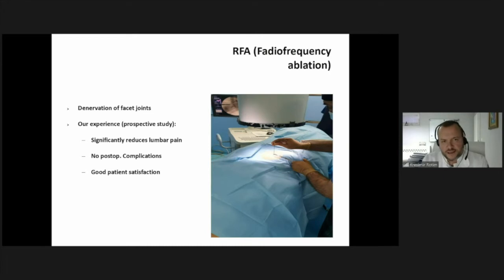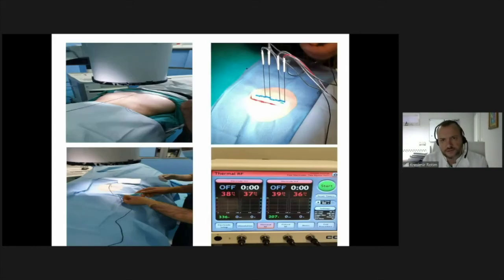In our experience it reduces lumbar pain, especially in cases of degenerative disc with no clear sign for surgical intervention, but in patients that experience low back pain. We did not have any postoperative complications, especially injury of the spinal root exiting near the facet joint, and patients are more or less satisfied. So let's say 60-70% of patients had good results. In 20 to 30% of patients, they did not achieve any amelioration with the RFA.